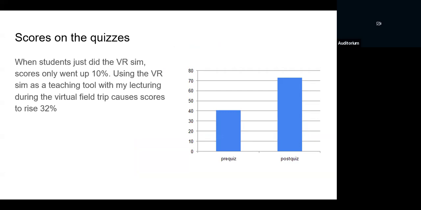And surprisingly, the scores didn't go up that much, only 10%. I guess they're not reading when they're in the simulation. But what I found was really cool. If I stood behind them, if I used it as a teaching tool, scores went up 32%. I said, that's not bad. So that was 2023.